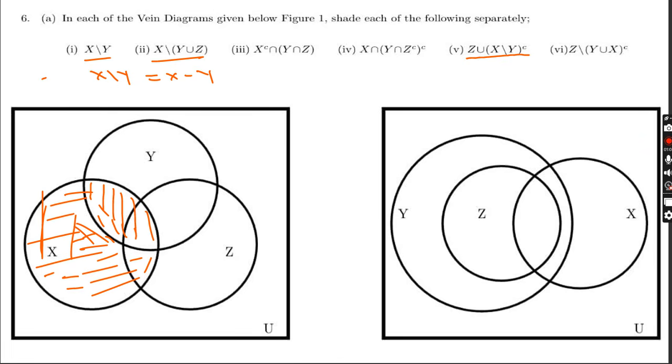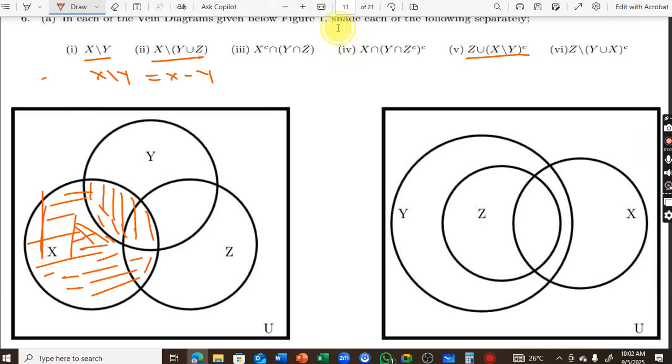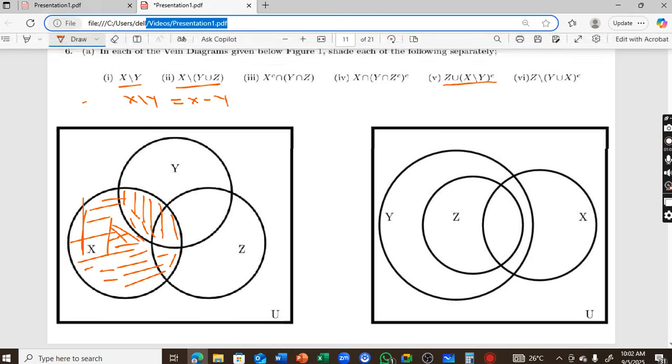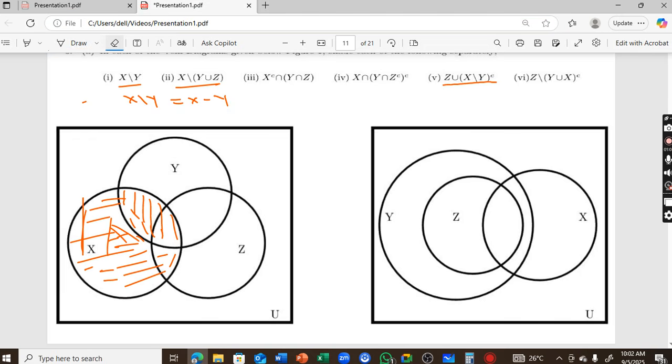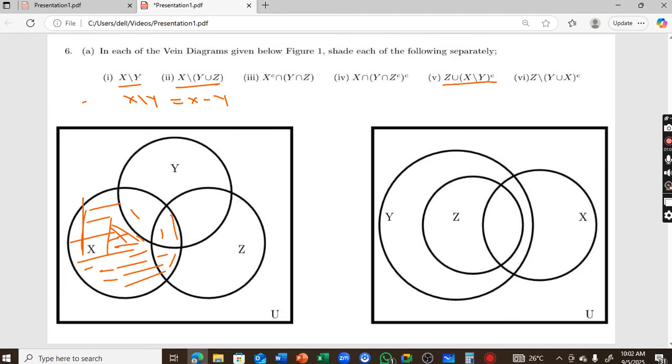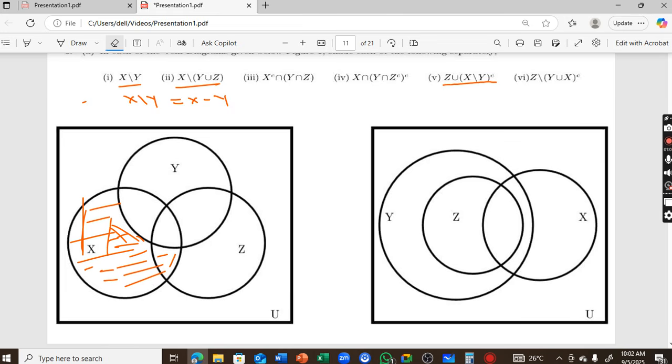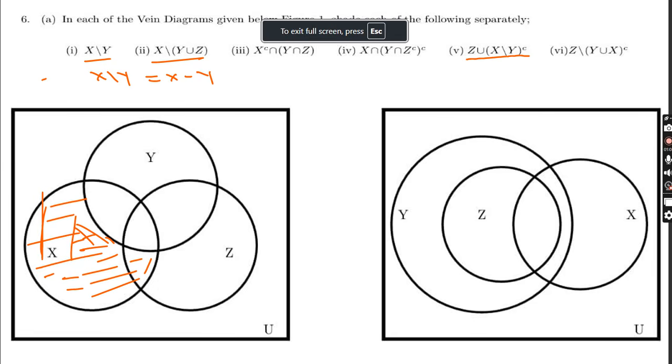Okay, let's try to remove the segment of y there. Let me reach the segment of y. So the segment of y is this part now. We are going to remove the segment of y because we don't want the segment of y from set x. So the remaining part now is our x minus y. It's like we are removing y from set x. This is what we were doing.